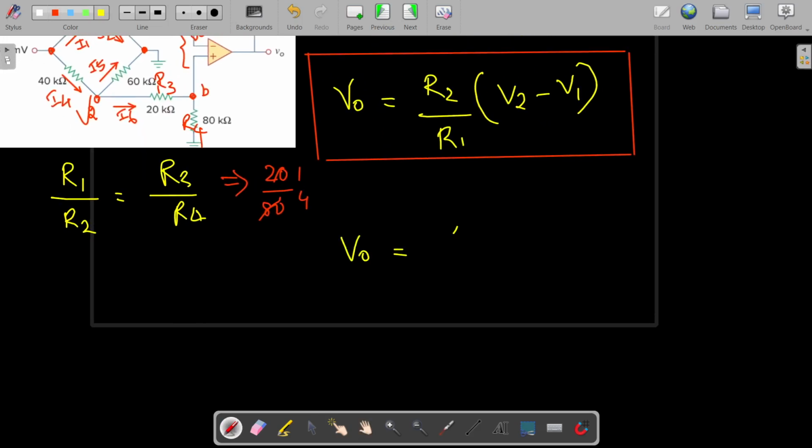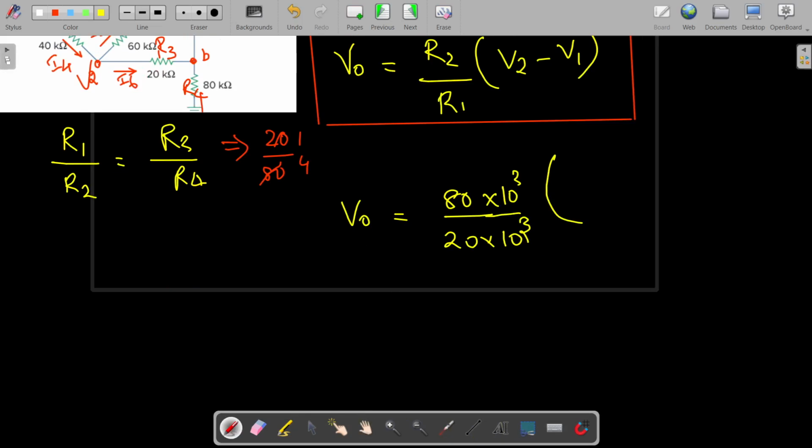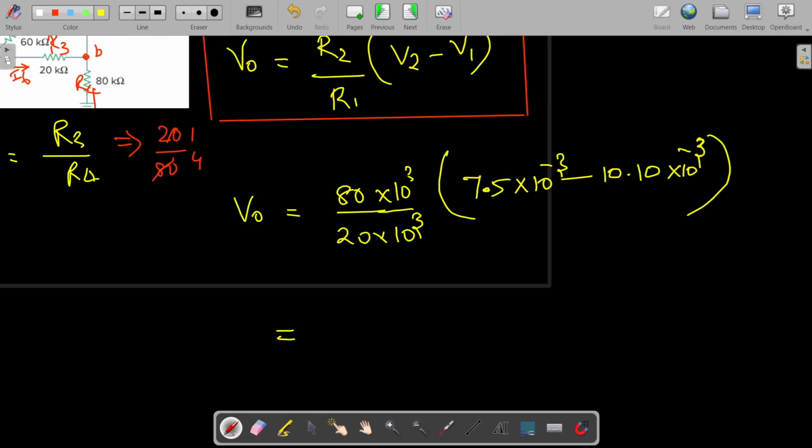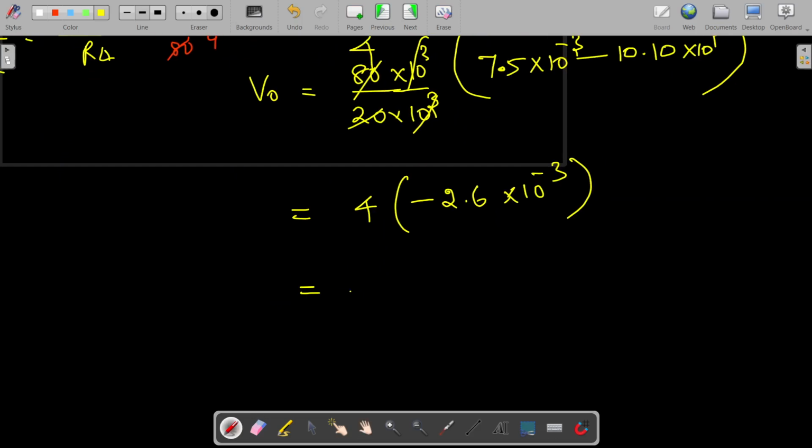V0 is equal to R2 which is 80 kilo ohms, so 80 × 10^3 divided by 20 × 10^3, times (V2 − V1). The V2 value we had is 7.5 × 10^-3 and V1 is 10.10 × 10^-3. So this is 4 times −2.6 × 10^-3. So this is equal to −10.4 × 10^-3. So what is the output voltage? That is equal to −10.4 millivolts.